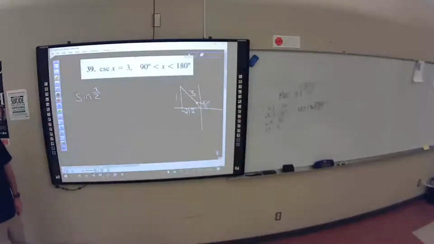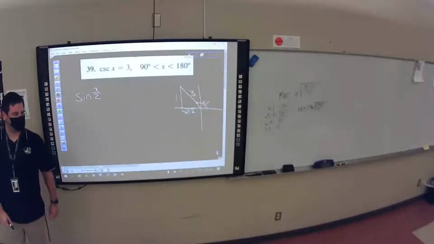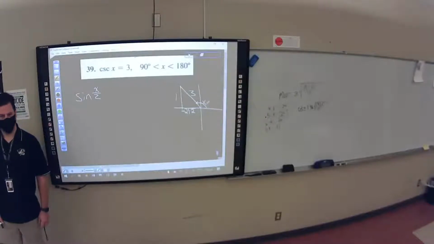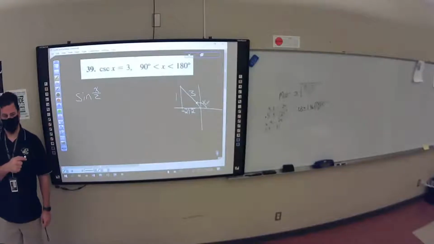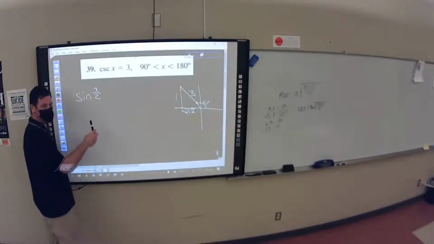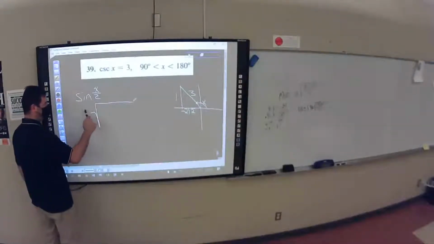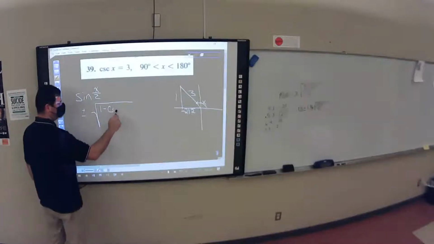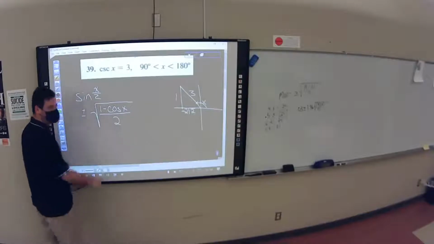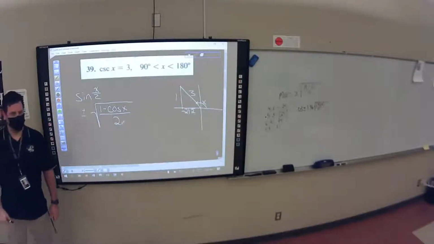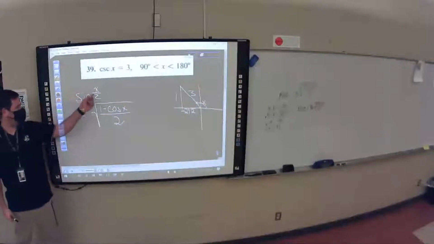So I want the sine of that half angle, and now I've got to know the half angle formula. Is that the big square root formula? I think it is. Yeah, it is. It's plus or minus, and it's the square root of 1 minus cosine x over 2. That's what the sine of theta over 2 is.